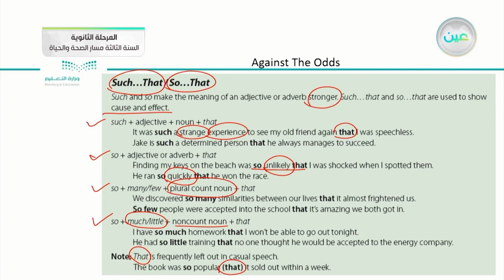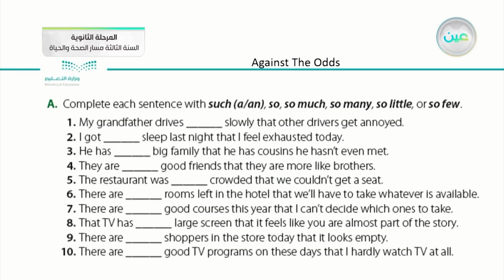Either is correct. After that, we have the first exercise regarding the first part of our lesson today, which is about such and so. We have many types: such, so, so much, so many, so little, and so few. Now we will start with the first one, and I want you to put down your pen and read the sentence with me.